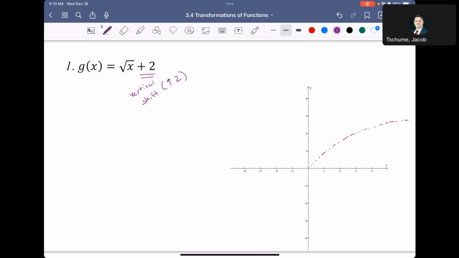So instead of starting at the origin at 0, 0, we're actually going to start here at 2, and we're going to draw the exact same shape. Do not deviate from that. So it will look something like this. And I'll keep the dotted line there just for reference of how much it shifted from the original. And so that's how you do a vertical shift of a graph that you already know the picture of.